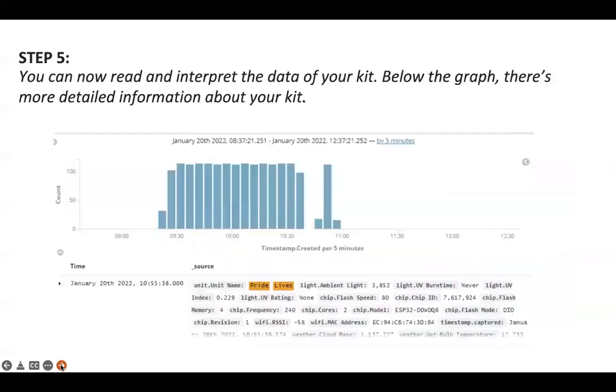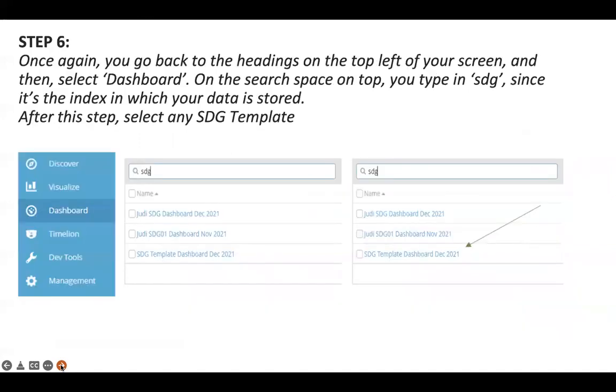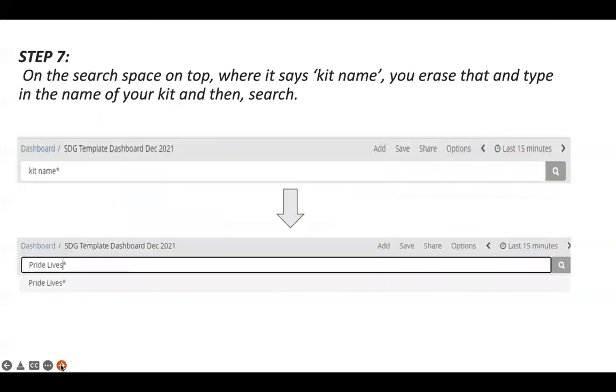Now what we need to do is actually set up our dashboard. So on the left-hand side, we go to the menu item called dashboard, and you will see that it opens up and it gives you a list of hundreds of different dashboards. What we want to do is find an SDG kit template. So please just type SDG into the search bar and click on any one of the templates that are available. It's important that it says templates and that it's not somebody else's personal dashboard.